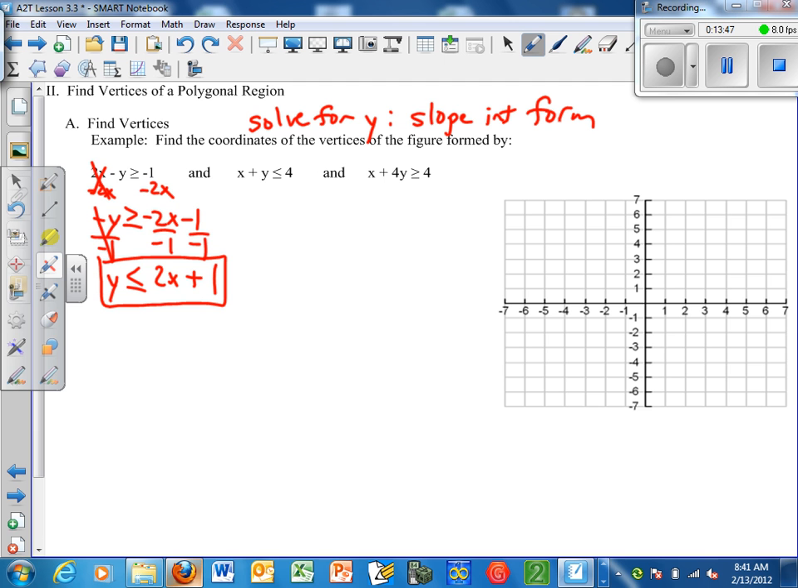So let's write some things down. The y-intercept, and I'm just going to use a b this time. The y-intercept is 1. The slope is 2, or 2 over 1. I'm going to use a solid boundary. And it's away from y, or the side with x is bigger, so I'm going to shade below.